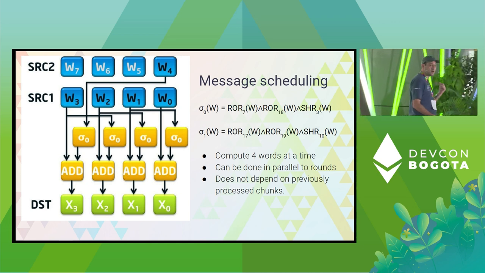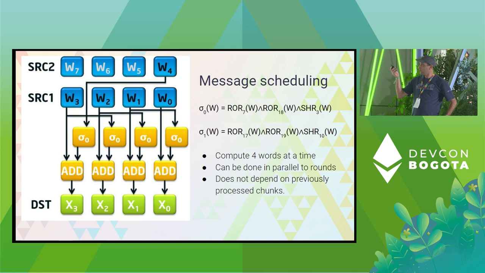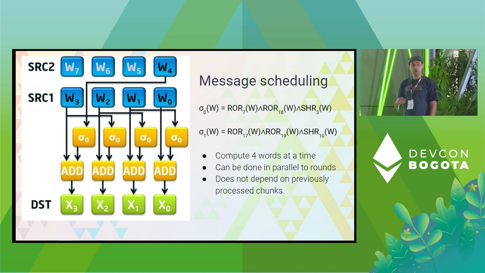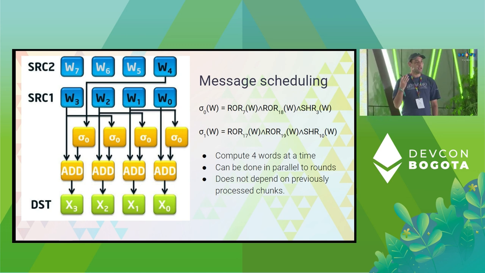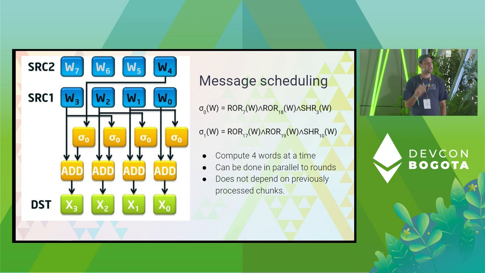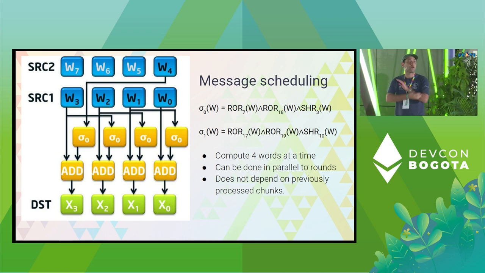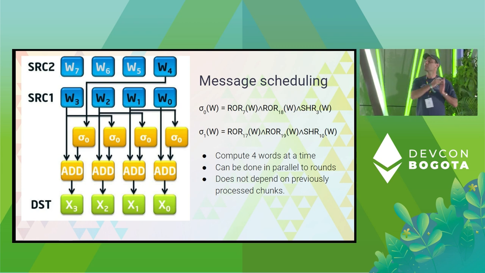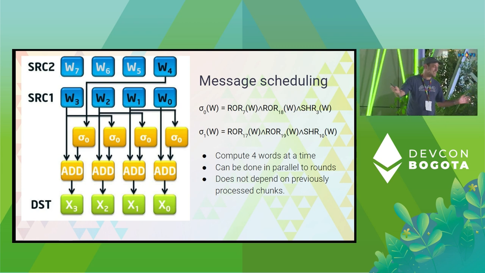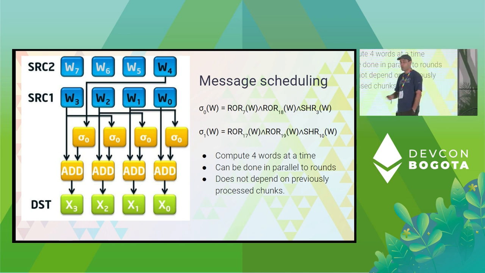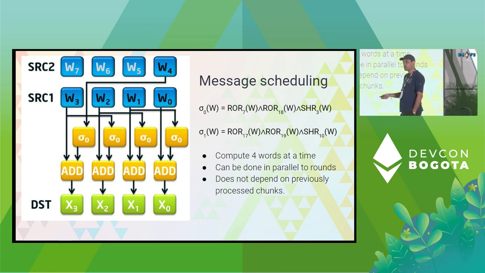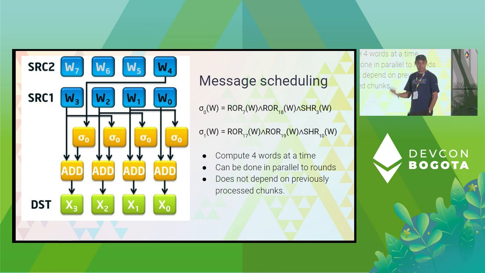So when you're scheduling words, the important thing is that you don't need to know the previous state of the hashing. You only need to know what the previously scheduled words were. In particular, it only depends on the chunk that you're hashing now, and it doesn't depend on the other chunks that you're going to hash. So if your message consists of 10,000 chunks, you can compute the scheduled words for the 10,000 chunks without caring about how you would hash each one of them, and without caring about the rounds part. So scheduling words only requires the previously scheduled words.